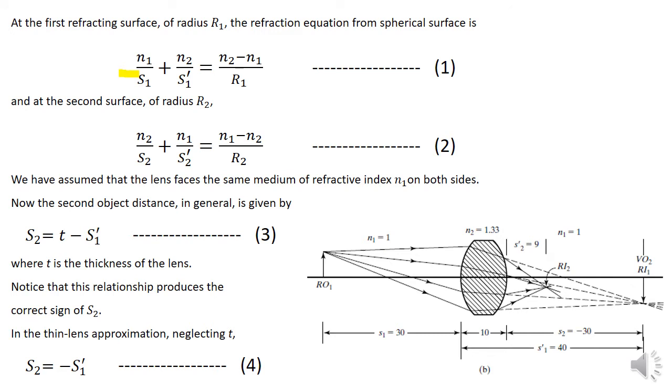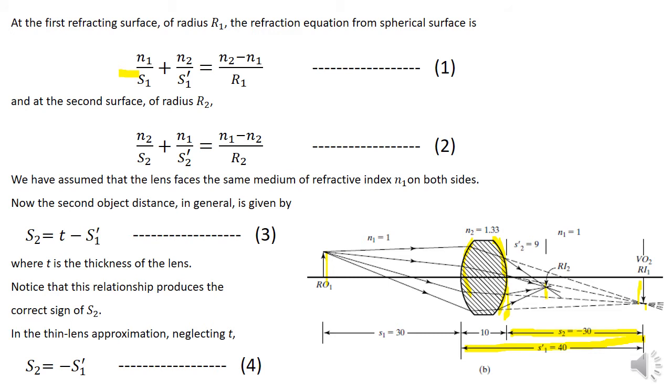Now as you can see from the figure, for this second curved surface, the object distance is s2, because due to the first refraction from this surface, its image is formed here. This is the first image at this distance and it serves as an object for the second surface. So the final image is formed at this distance here. This is the image distance for this second curved surface.